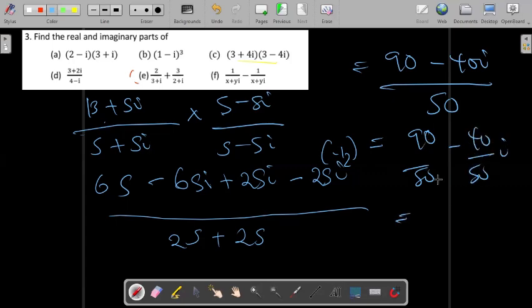And of course, simplify this. 10 can divide into both of them. You get 9 over 5. Same there, you get 4 over 5. Okay, did we do that right? Yes. So you get 4 over 5i, like that.